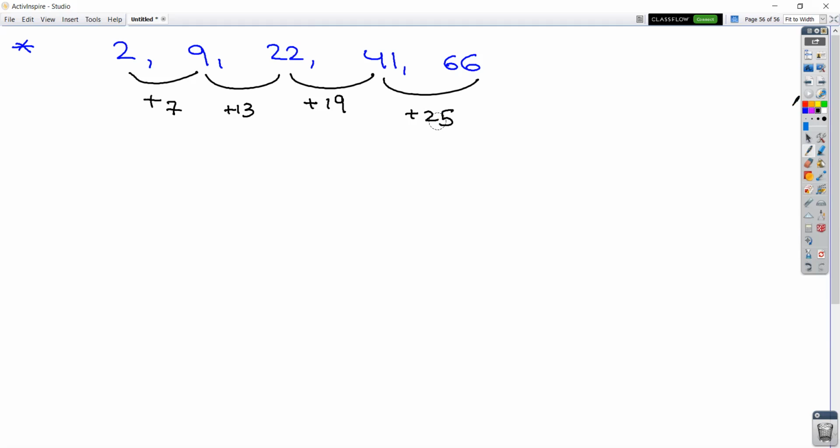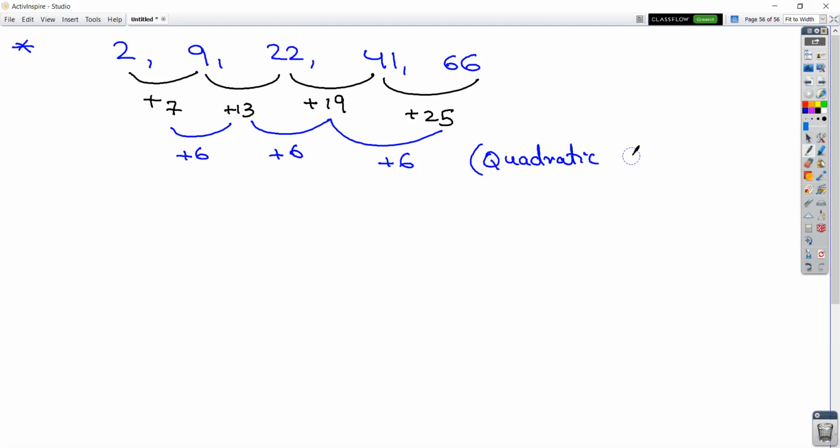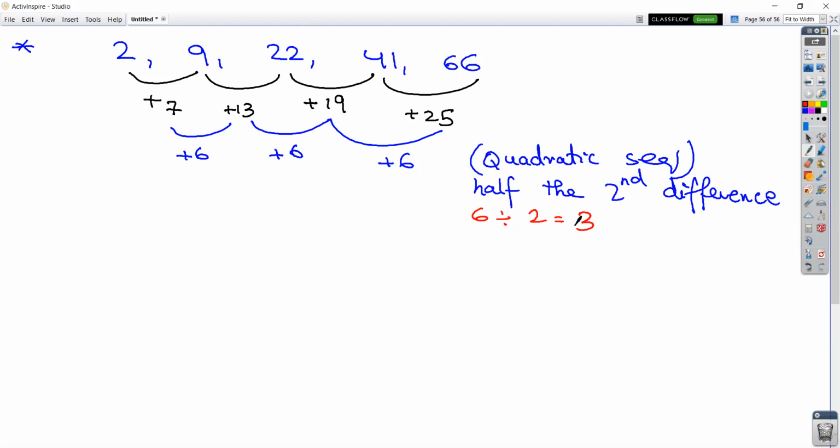We're going to find out the next difference from here now. So plus 6 each time. Because we are getting the second difference is the same, it shows that it is a quadratic sequence. And because it's a quadratic sequence, we're going to halve the second difference. The second difference is 6, so 6 divided by 2 would be 3. So the first term of this quadratic sequence would be 3n squared.